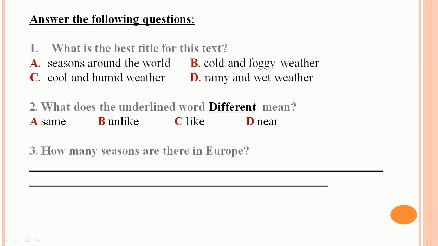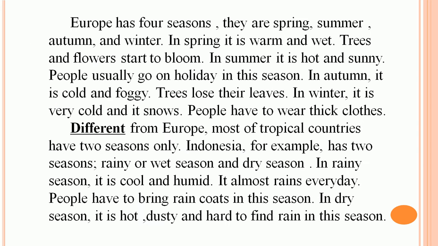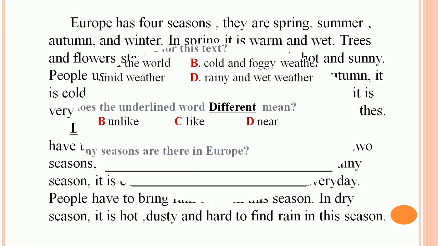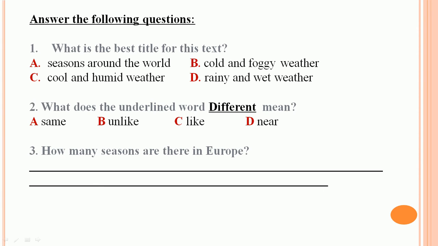You have 4 choices here, so you have to go back to the passage. They are spring, summer, autumn, and winter. So the passage is about 4 seasons: summer, spring, autumn, and winter. Let's move to the questions again. The answer here is seasons around the world.